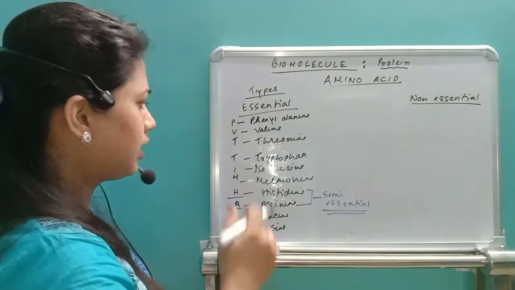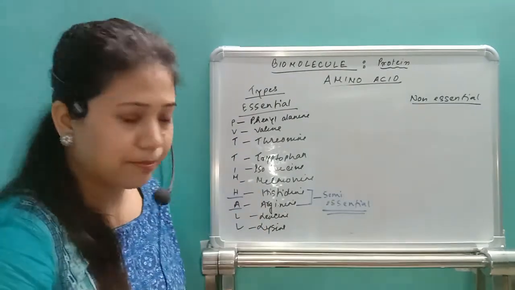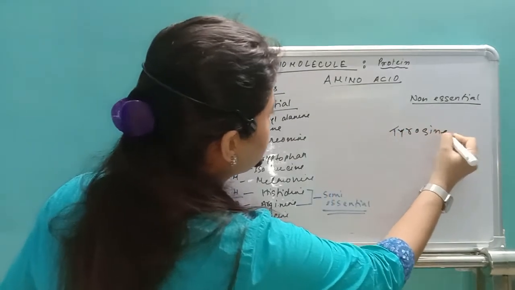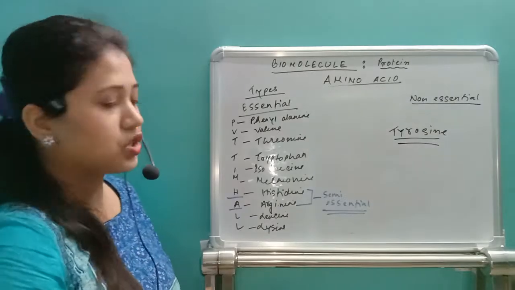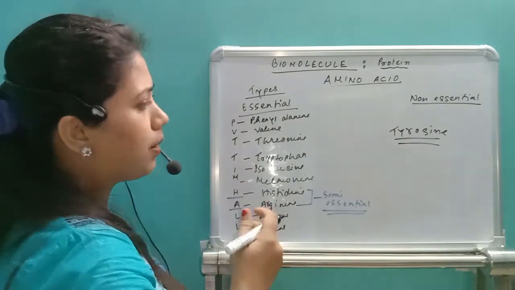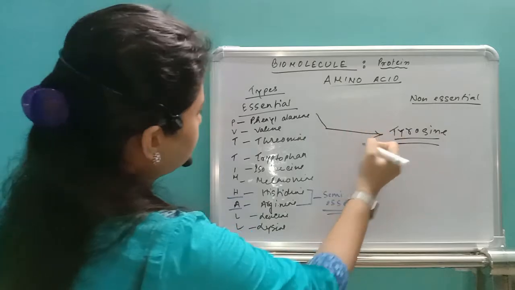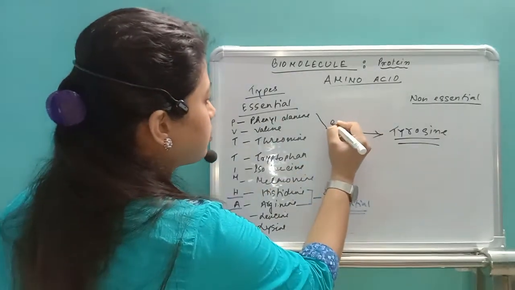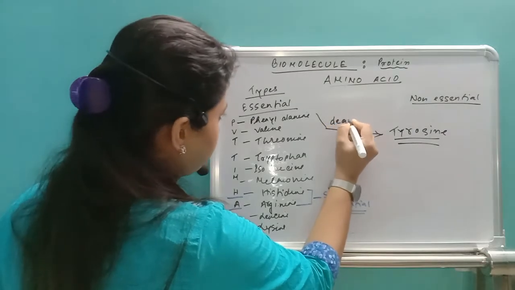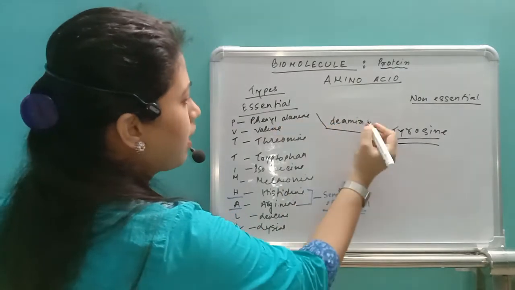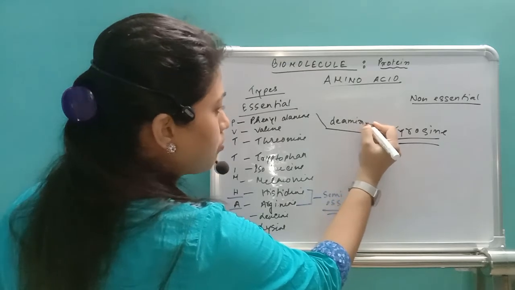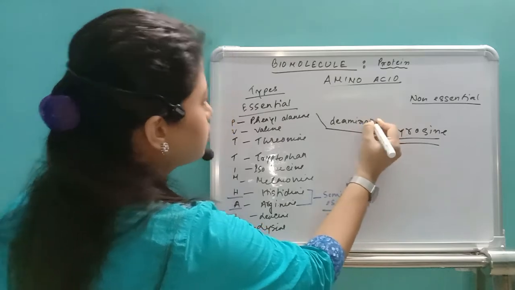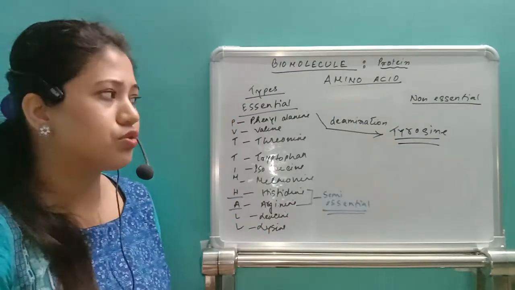Suppose I can give you an example. Suppose it is tyrosine. Okay, so what is tyrosine? Tyrosine is one non-essential amino acid because from phenylalanine we can produce tyrosine by a process of deamination. Okay, phenylalanine has one amino group, so if you remove this amino group by the deamination process, which occurs inside the liver, we can produce tyrosine.